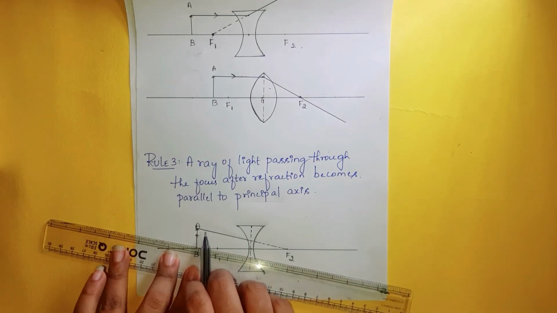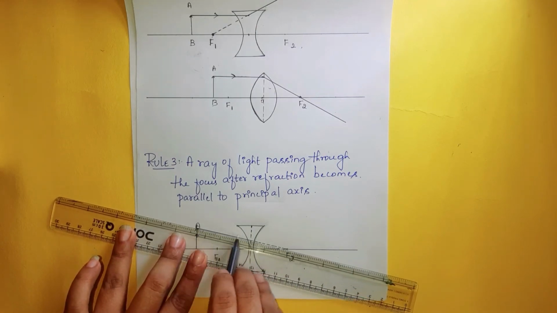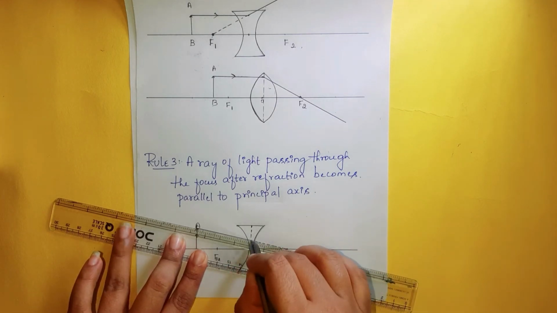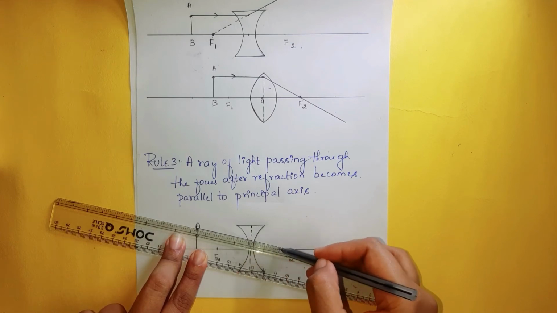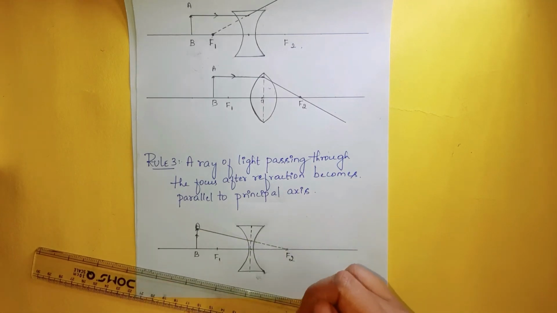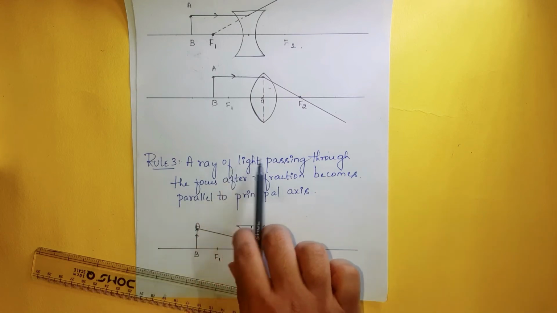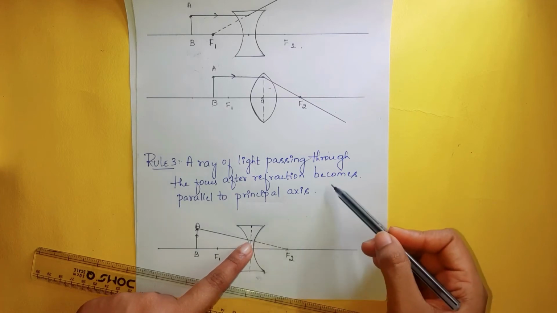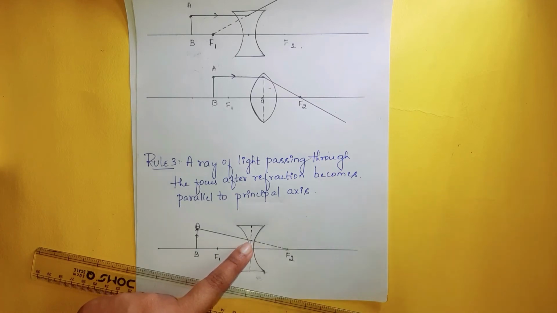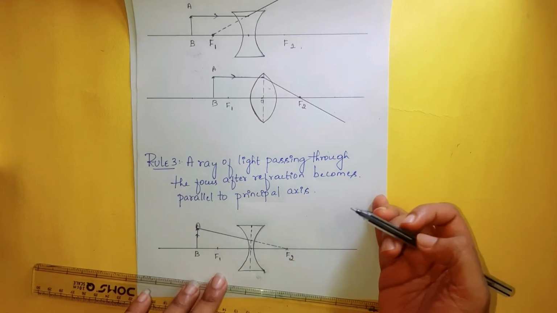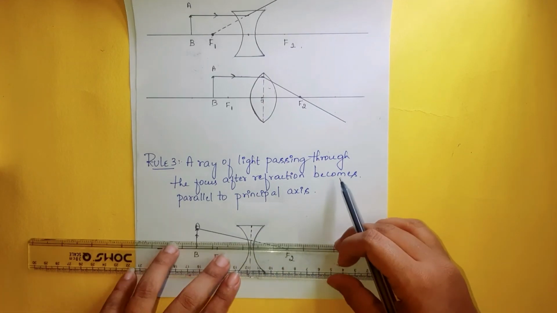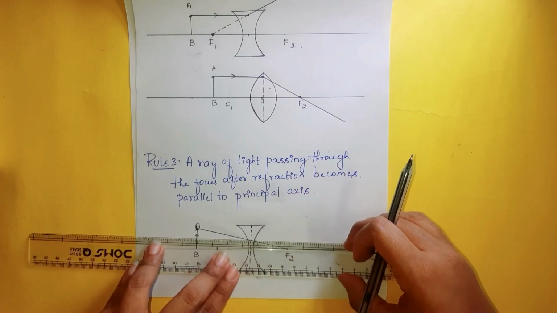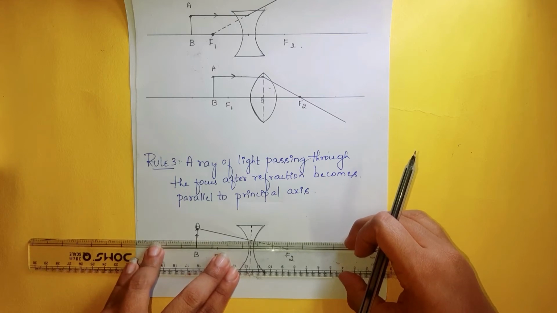From the object you will draw the normal line till the concave lens, and after it reaches half of the concave lens, you'll draw the dotted lines to the principal focus F2. According to rule 3, the ray of light passing through the focus, after refraction, becomes parallel to the principal axis. So from here I'll draw a normal line which is parallel to the principal axis.